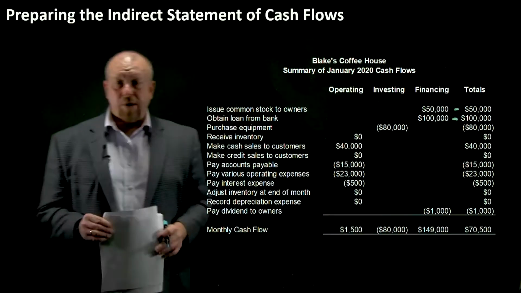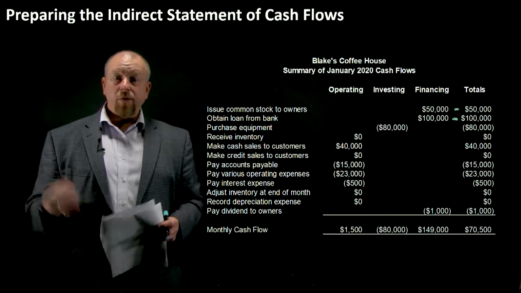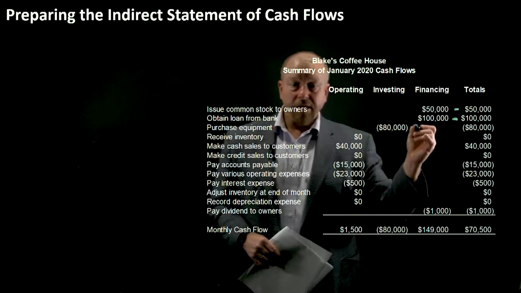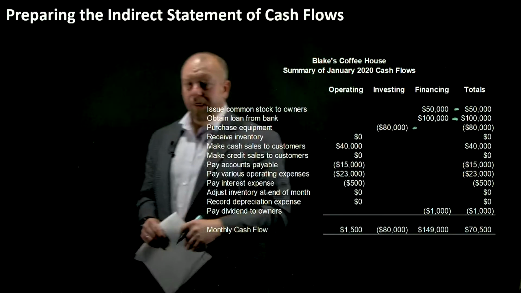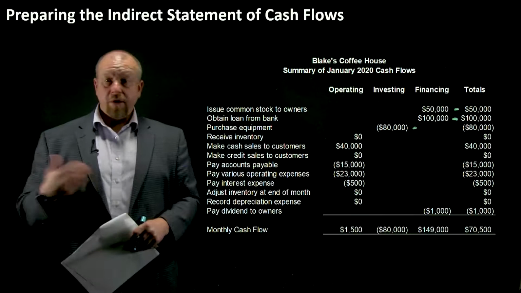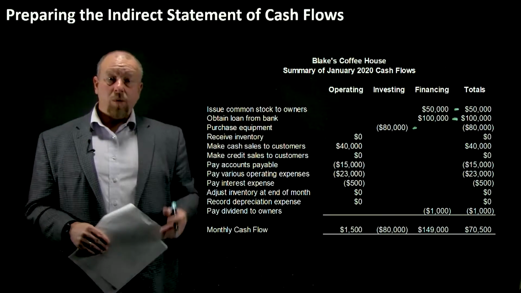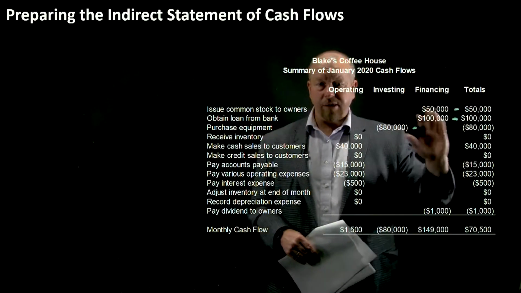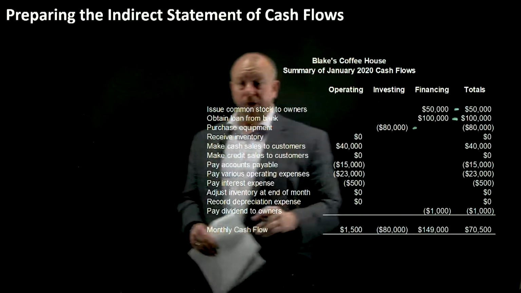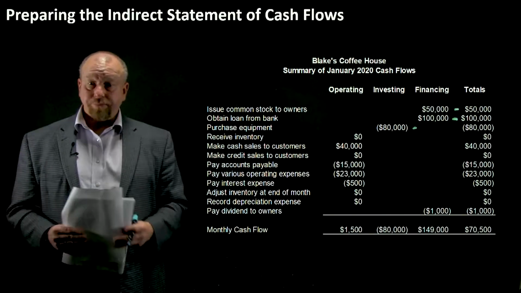Then we purchase some equipment. To the extent that we paid for that equipment using cash, that will be an investing cash flow. Later on, we'll talk about some nuances where perhaps a company does not use cash to purchase fixed assets. Maybe they borrow some money. But in this case, what we can see is the company capitalized itself with $150,000 from owners and from the bank, and it's using some of that cash to purchase equipment.